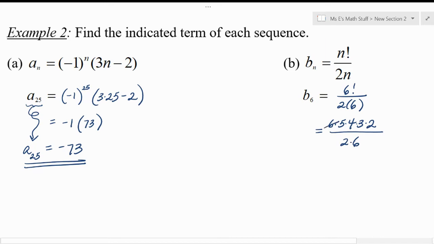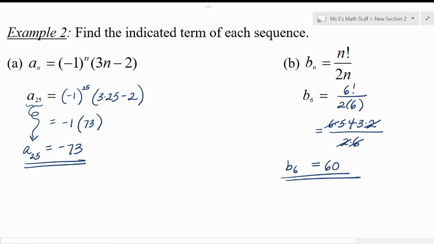So I want to demonstrate canceling before multiplying to save yourself a little trouble. So really we just have to worry about what's 5 times 4 times 3, which would just be 20 times 3, or 60. So the 6th term of that sequence would have been 60.